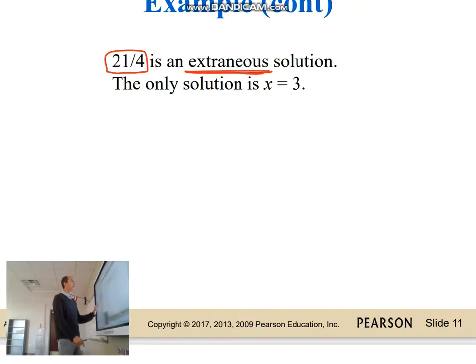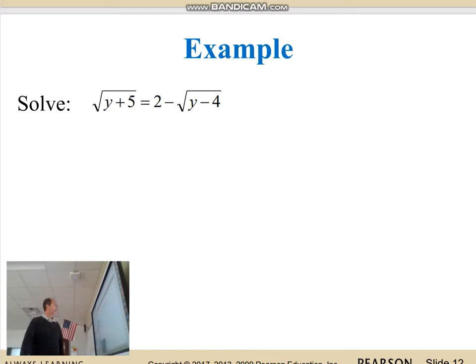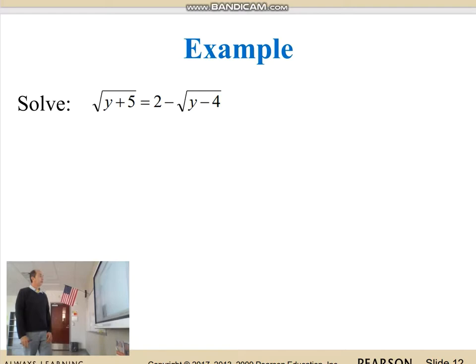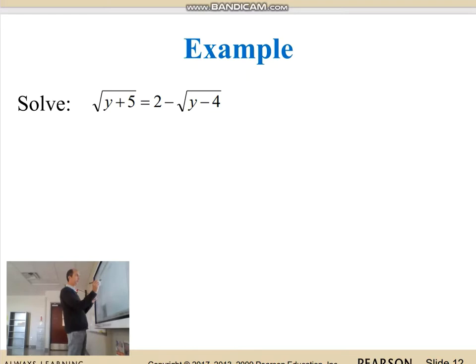Now let's work on this example. Solve square root of y plus 5 equals 2 minus square root of y minus 4. Okay, so what do you have to do? First step, isolate one of the radicals. And this is already isolated. If you check the left-hand side of the equation, we have the radical isolated.